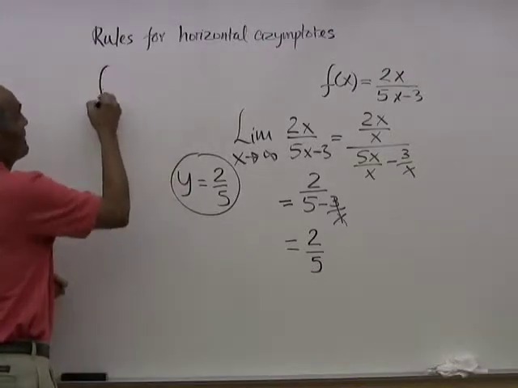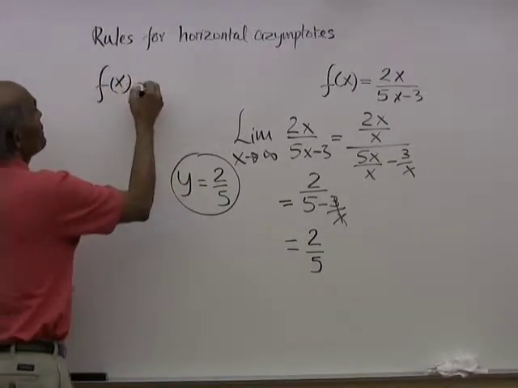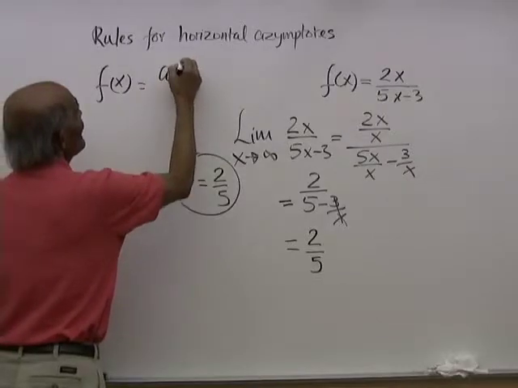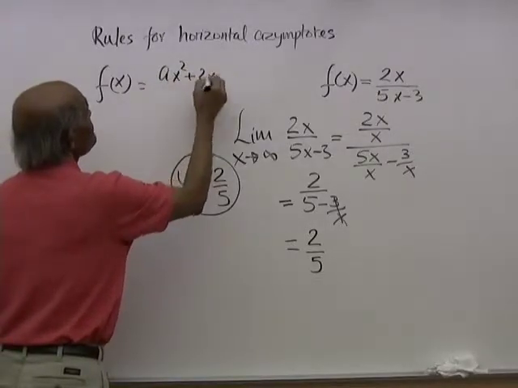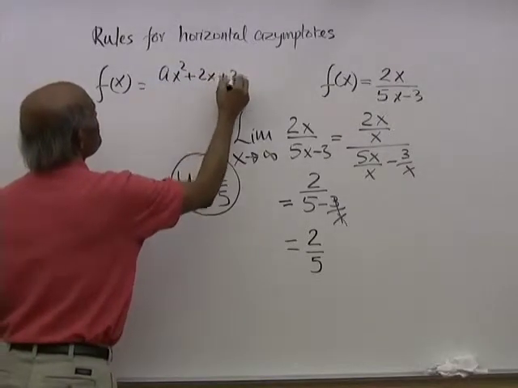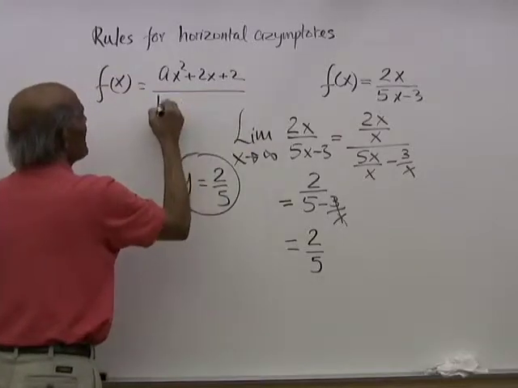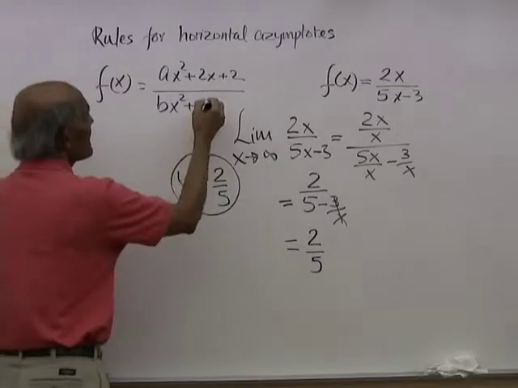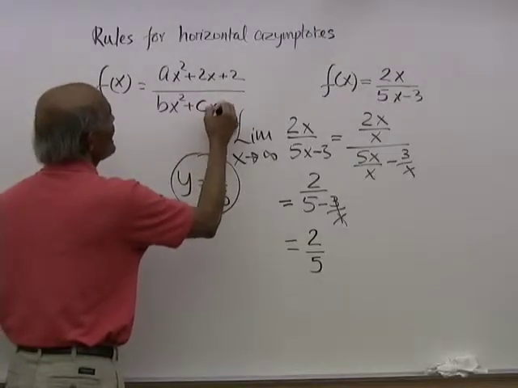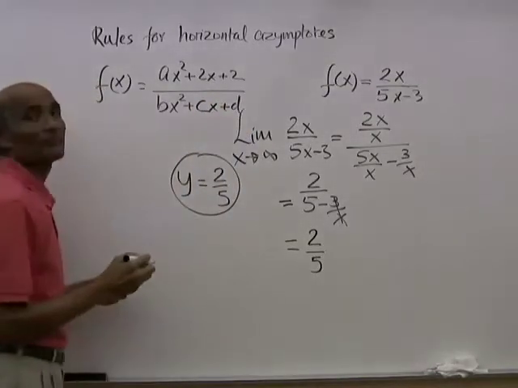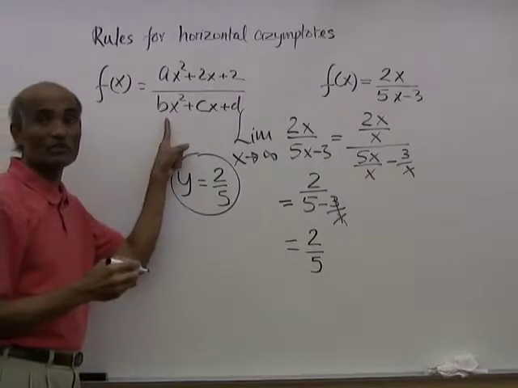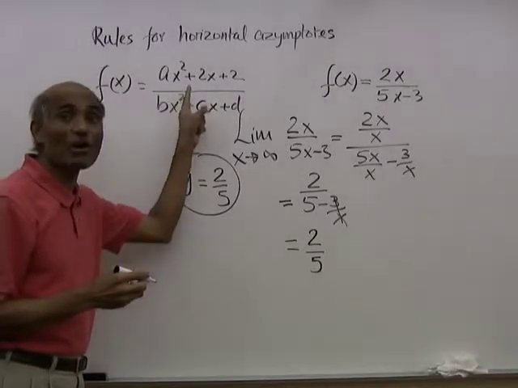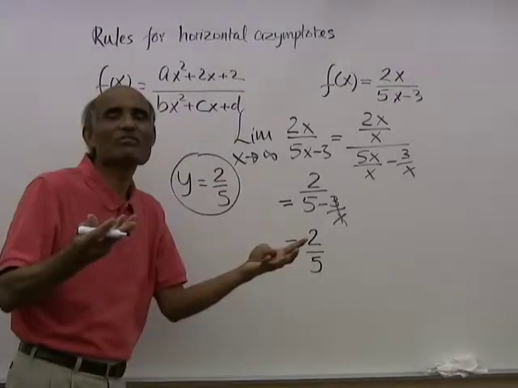Look at this function. f of x equal to ax squared plus 2x plus 2 divided by bx squared plus cx plus d. If you look at this, the leading coefficient, what's the meaning of leading coefficient?